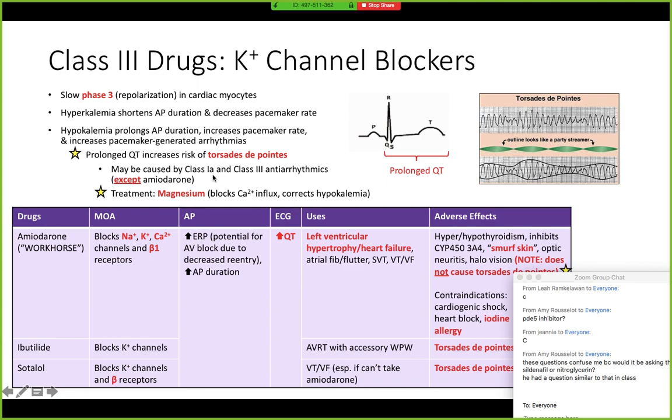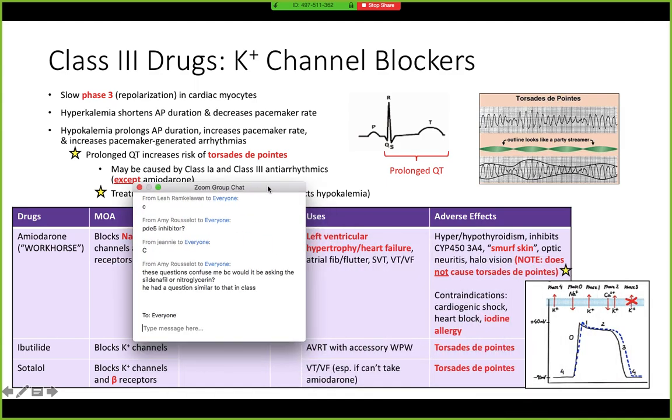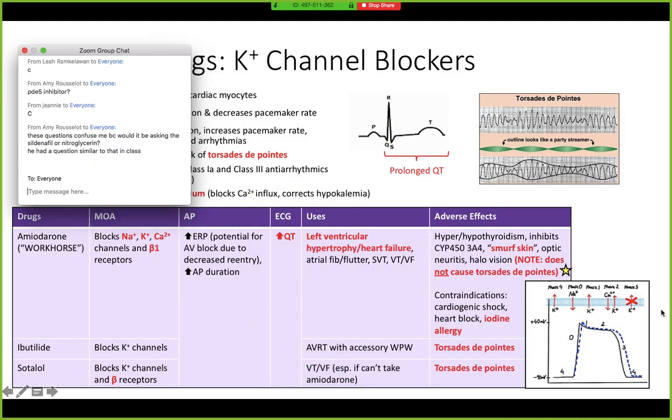But if you do have a patient with torsades, you're going to treat them with magnesium. Magnesium is going to block calcium influx and correct the hypokalemia. A couple important adverse effects that tend to show up in questions would be the fact that amiodarone can lead to hyper or hypothyroidism. Also, you can see the Smurf skin.